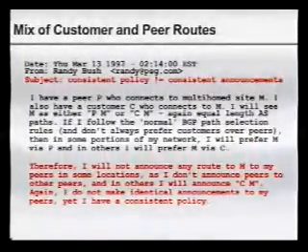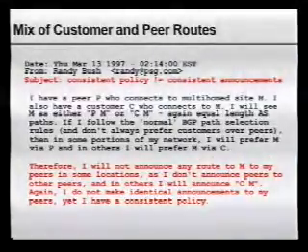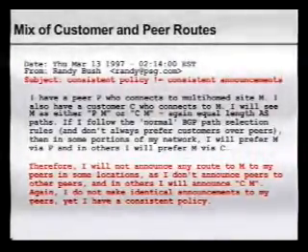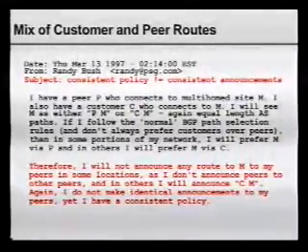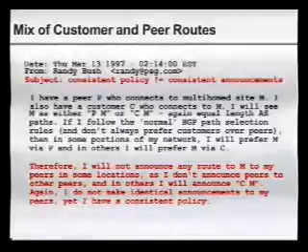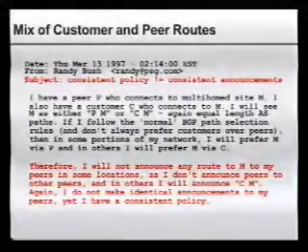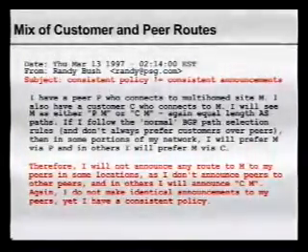Essentially, what Randy is saying here is that he's got some site that he's learning routes to from both a peer and a customer. He has consistent export policy, but because he's not advertising his peer routes to other peers, the situation I just described actually can happen.